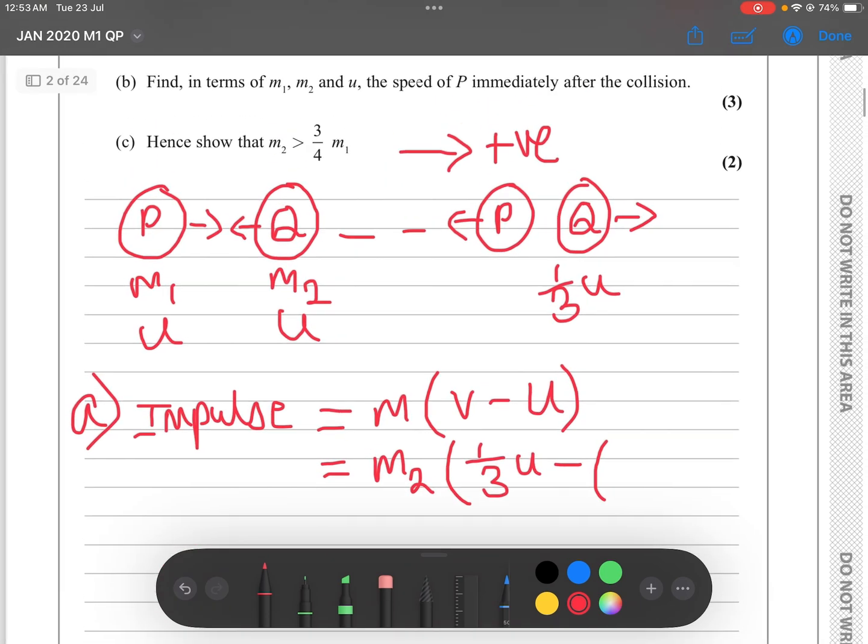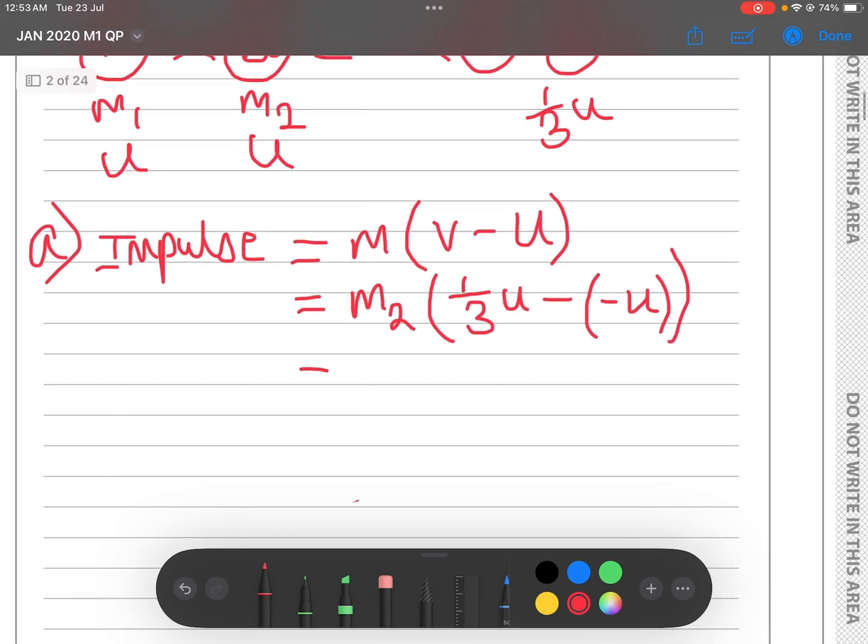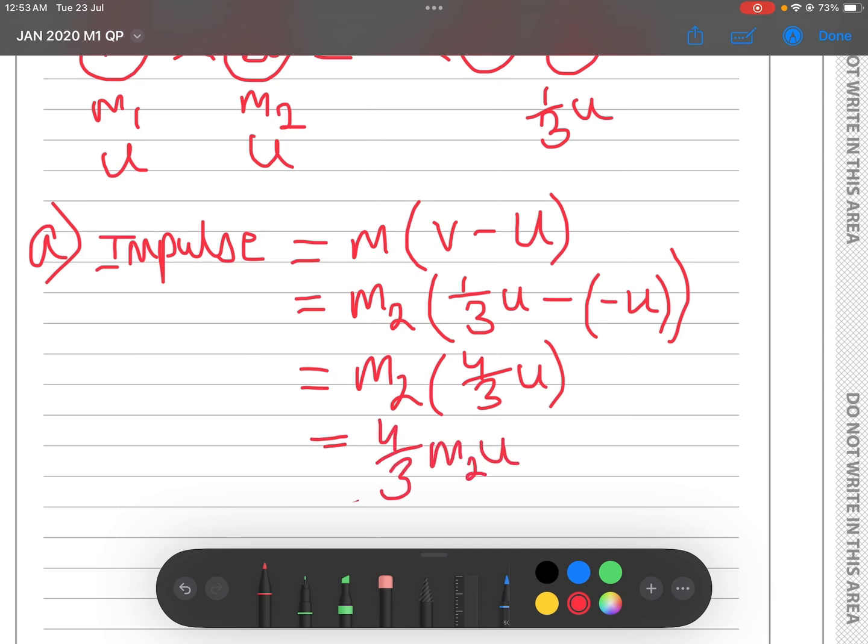So here, the final velocity for Q was to the right, so we have taken 1 by 3u positive, but initially Q was traveling to the left, so it's going to be taken negative velocity, so it's going to be negative u. I hope that made sense. And then after simplifying it, m2 times 1 by 3u minus minus is going to become plus, so it becomes 4 by 3u, and this is the final answer, 4 by 3 m2u. There we go, this is part A.